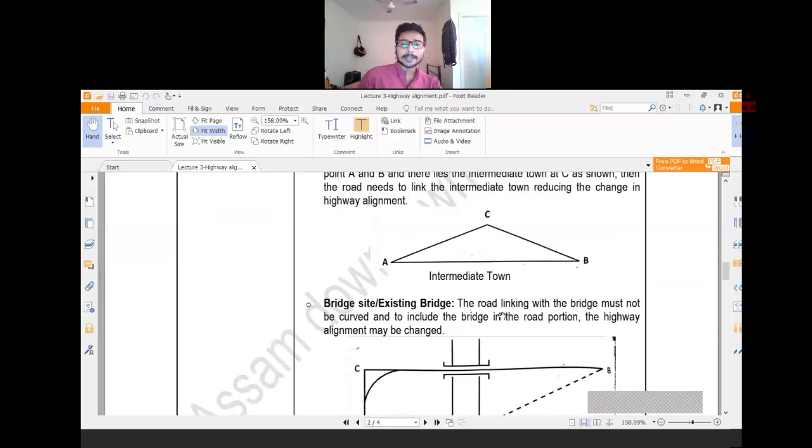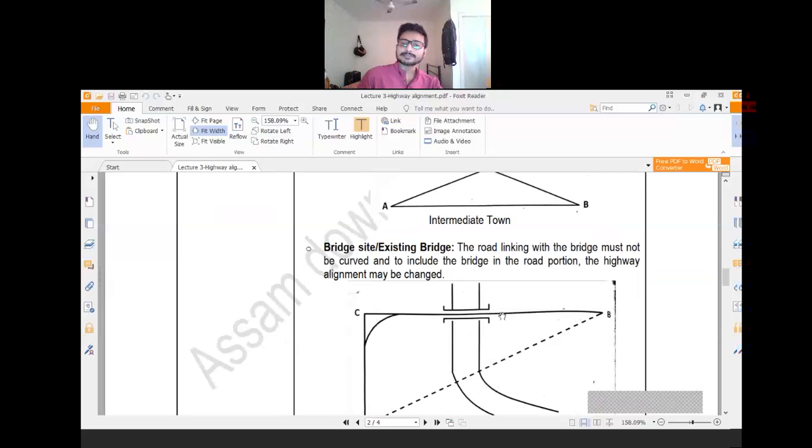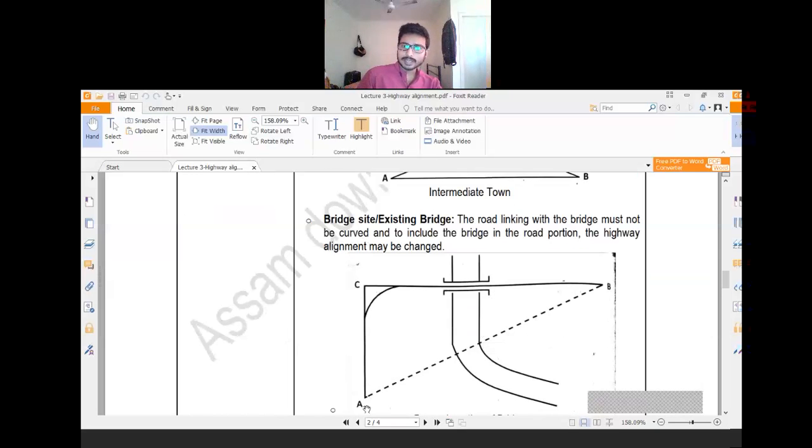The next one is bridge and existing bridge site. Suppose there is an existing bridge, then you need to construct your road in such a way that the site is covered. Here also A and B are there, but one existing bridge is there, and the construction cost of a bridge is very high. You can construct a new bridge anyway, but if there is an existing bridge, you need to take advantage of the situation and connect A and B to that bridge site.